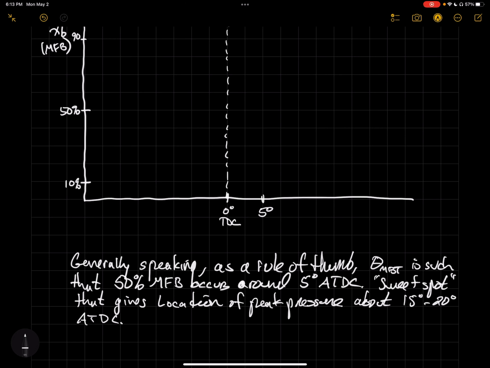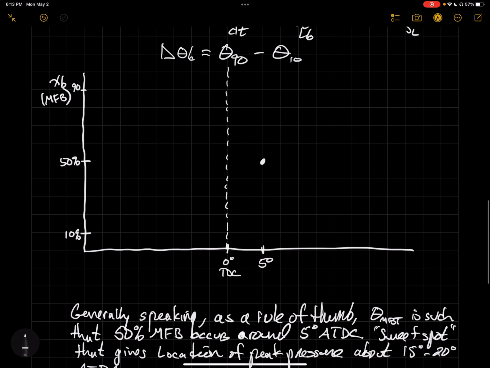So when we draw a mass fraction burn diagram that is to result in maximum brake torque, that 50% mass fraction burn point needs to occur somewhere around 5 degrees after top dead center. So then we can, from there, map out the rest of our burn rate, which will look something like the following.